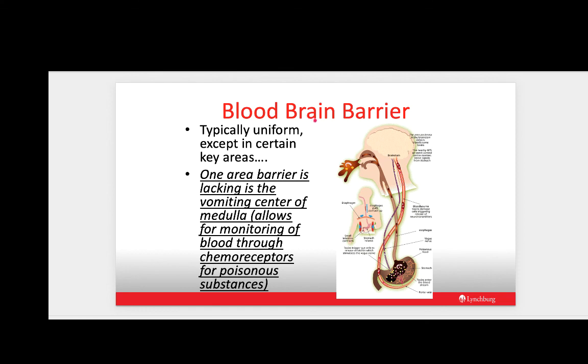The blood-brain barrier is typically uniform throughout the central nervous system, except in one key area, and this is the vomiting center of the medulla. And what happens here is that the blood-brain barrier is not nearly as intact, so that we are able to monitor our blood for poisonous substances. We have chemoreceptors that are located in the medulla, and they help monitor our blood for poisonous substances. If something is detected, it's going to stimulate the stomach, and it's going to activate our vomiting reflexes.